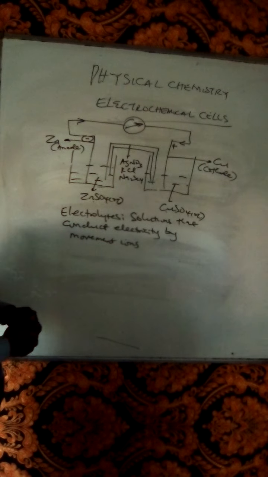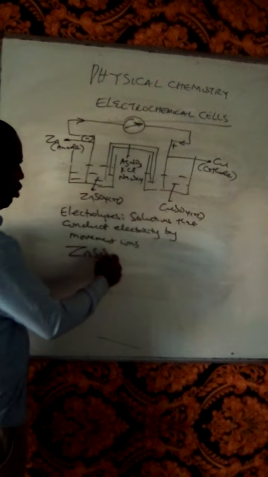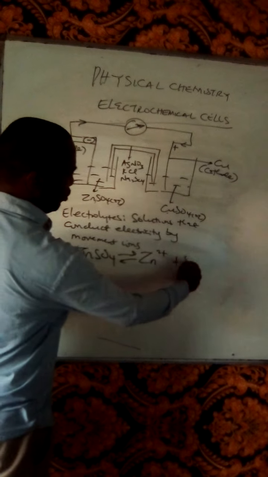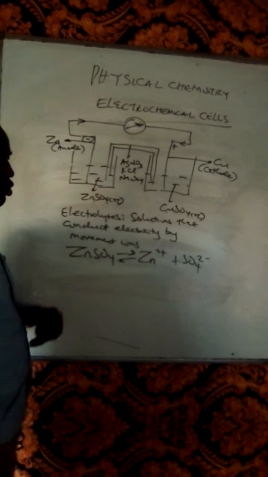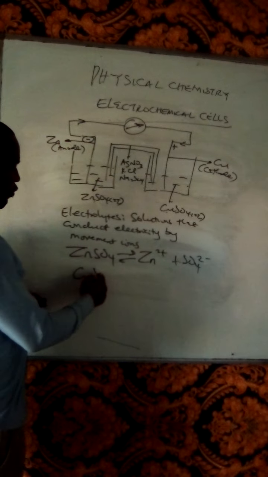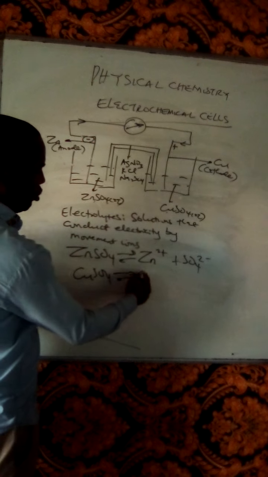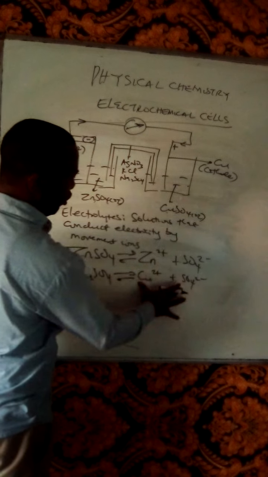For instance, the zinc sulfate we are seeing there will ionize into zinc 2+ ion and SO4 ion. It is these ions that carry current in the solution. The copper sulfate also, on the other side, will break down into copper 2+ ion and SO4, which conduct current inside this cell.